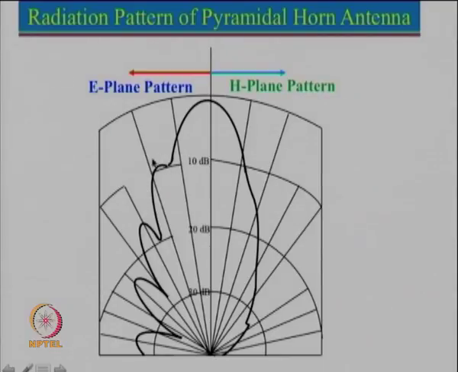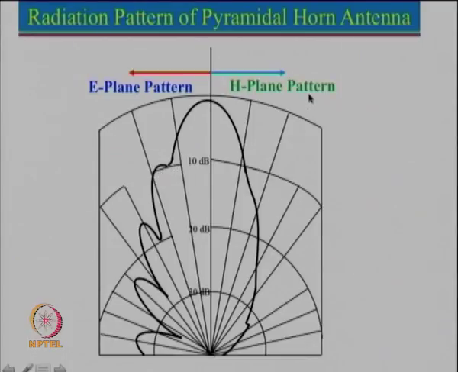It has a larger side lobe level. And you can see that for this entire range over here, the value is about minus 10 dB below. 10 dB below means 1% power. So you can see that power is radiating in all these directions, which is not really the desired power.